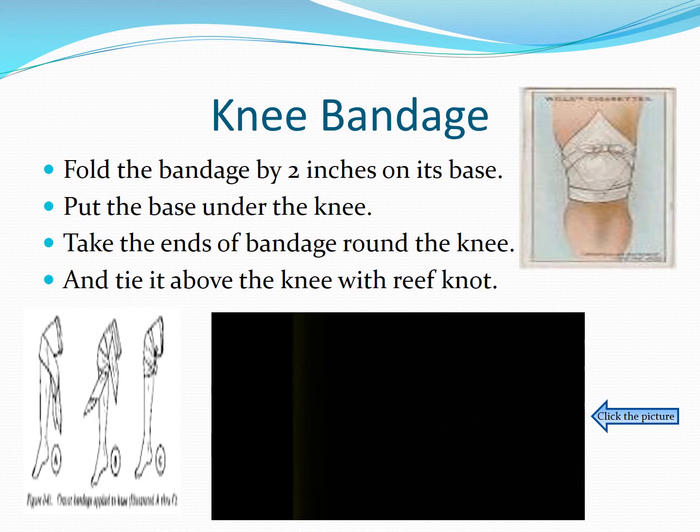Knee bandage. Take a triangular bandage, fold the bandage by 2 inches on its base. Put the base under the knee. Take the ends of the bandage just round the knee and tie it above the knee with a reef knot. The practical application can be seen by clicking the picture given.